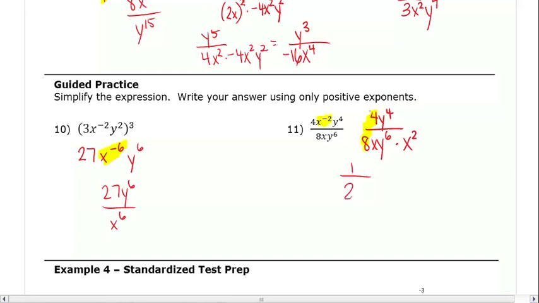My x's, x to the 1st times x squared is x cubed. And y to the 4th over y to the 6th, there's going to be 2 extra y's at the bottom. And that's my final answer.